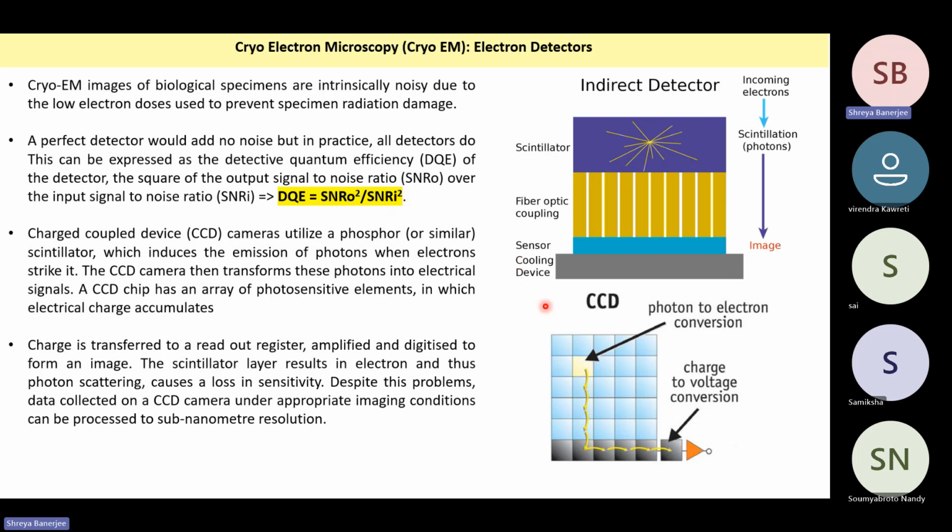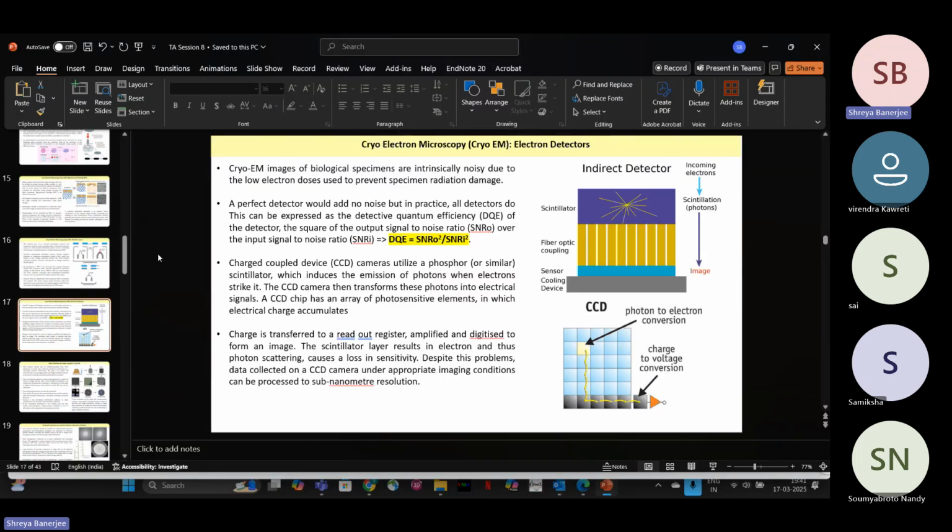That is an indirect detector. But the more commonly used detector in cryo-electron microscopy is called charge coupled device, or CCD. In CCD, what happens? The electron will strike the detector and form a photon. So up to here, it is similar to the indirect detector. But then the photon is converted to an electrical signal, and this electrical signal is read by the detector and turned into an image. So that is called the charge coupled device, and that is the detector most commonly used in case of cryo-electron microscope. So it's called charge coupled device, or CCD.